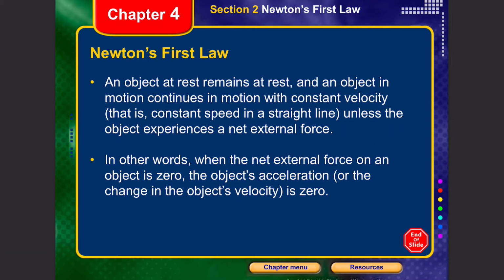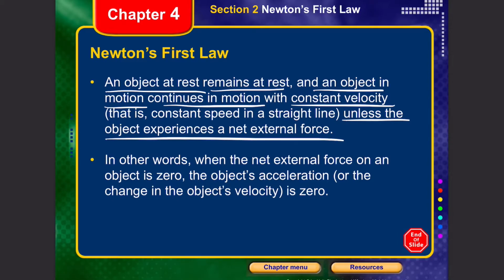So what does Newton's first law state? It states that an object at rest remains at rest, and an object in motion continues in motion with constant velocity, unless the object experiences a net external force. Remember that Newton's first law is basically the definition of force, meaning that force is something that tries to change the state of a body.